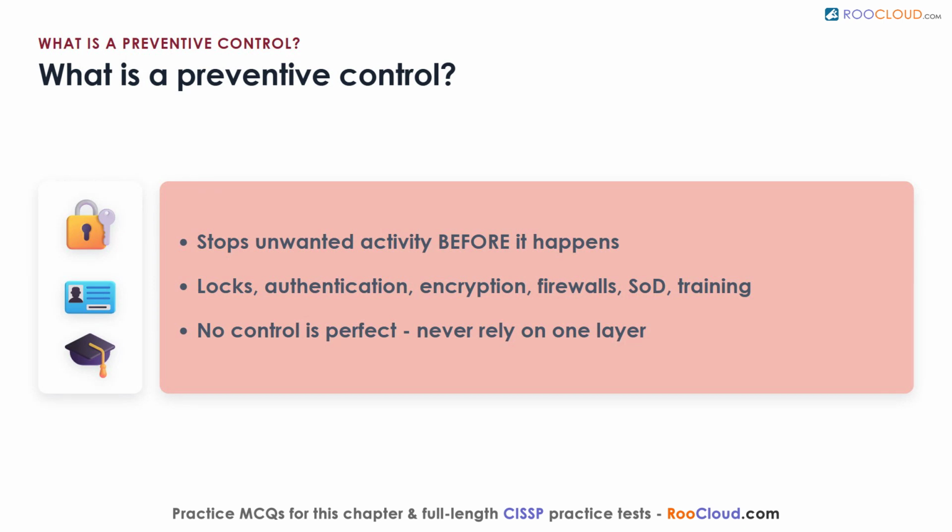But remember, no control is perfect. Any of them can be bypassed, misconfigured, or overloaded, which is exactly why you never rely on a single layer.